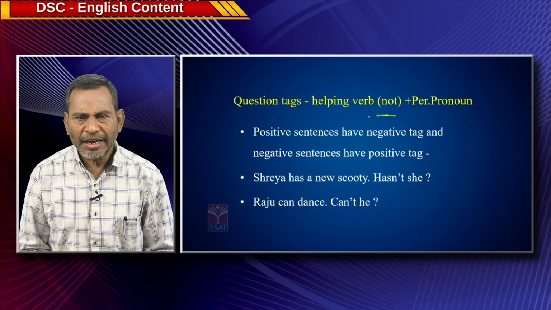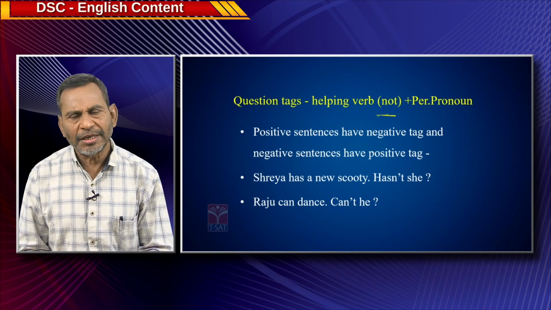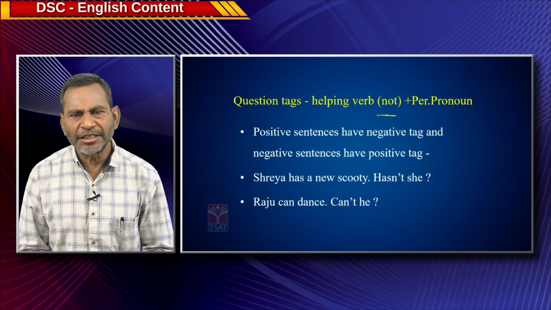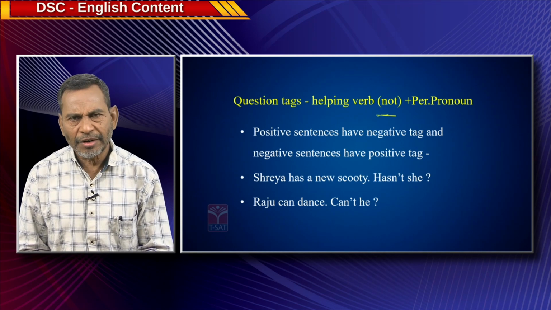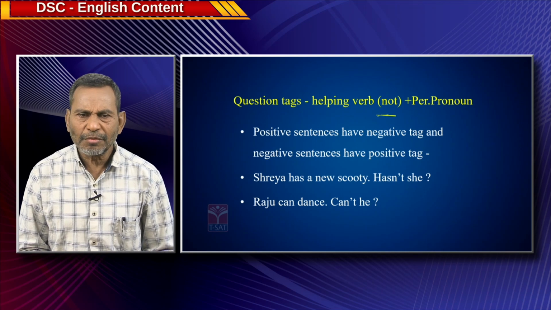Then it is followed by a personal pronoun, depending upon the subject. Suppose if Rama is the subject, then we change it into he, and if it is Lata, we change it into she, and if it is students and so on, then we will change it into they. Positive sentences have a negative question tag, and a negative sentence will have a positive question tag. This is the basic formula.